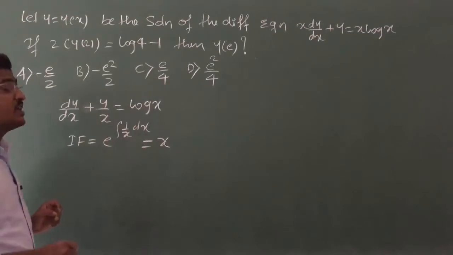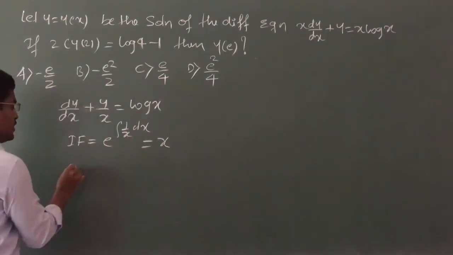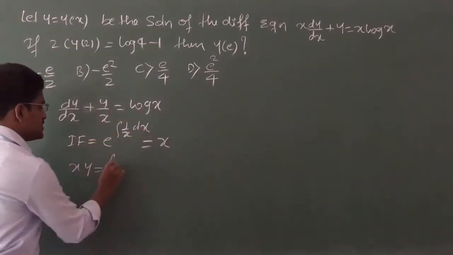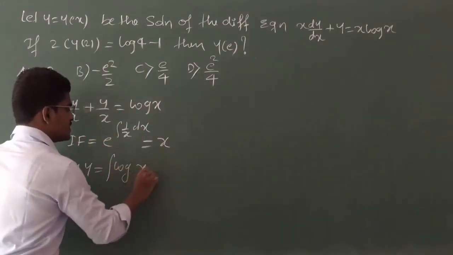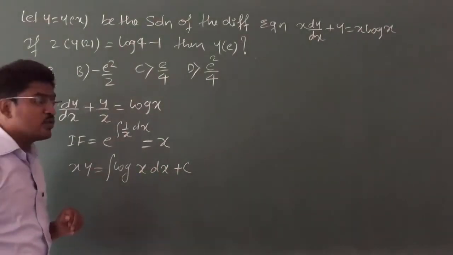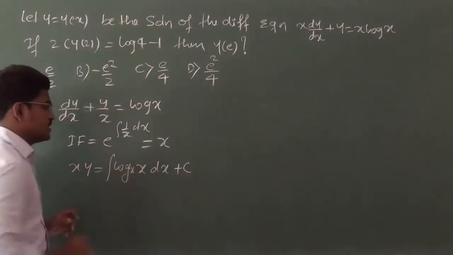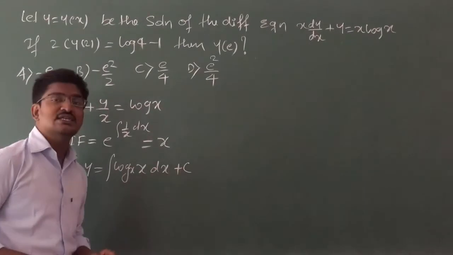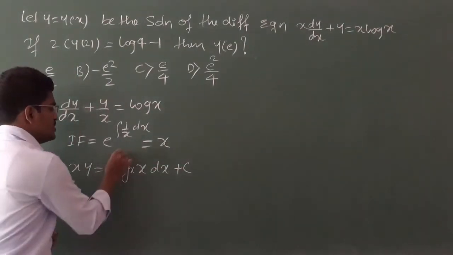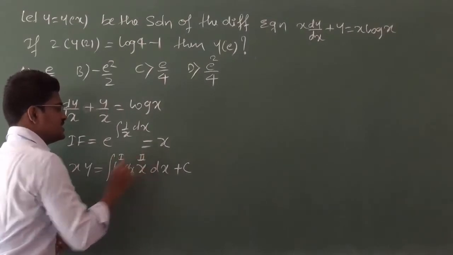By getting the integrating factor, we have to solve it as x into y equals integration of what is the q term? Log x into x with respect to dx plus c. Clear? So now you have to integrate this. This is log x. Clear? Log x into x dx plus c. So by using ILATE form, you have to simplify. This is first one and this is second one.